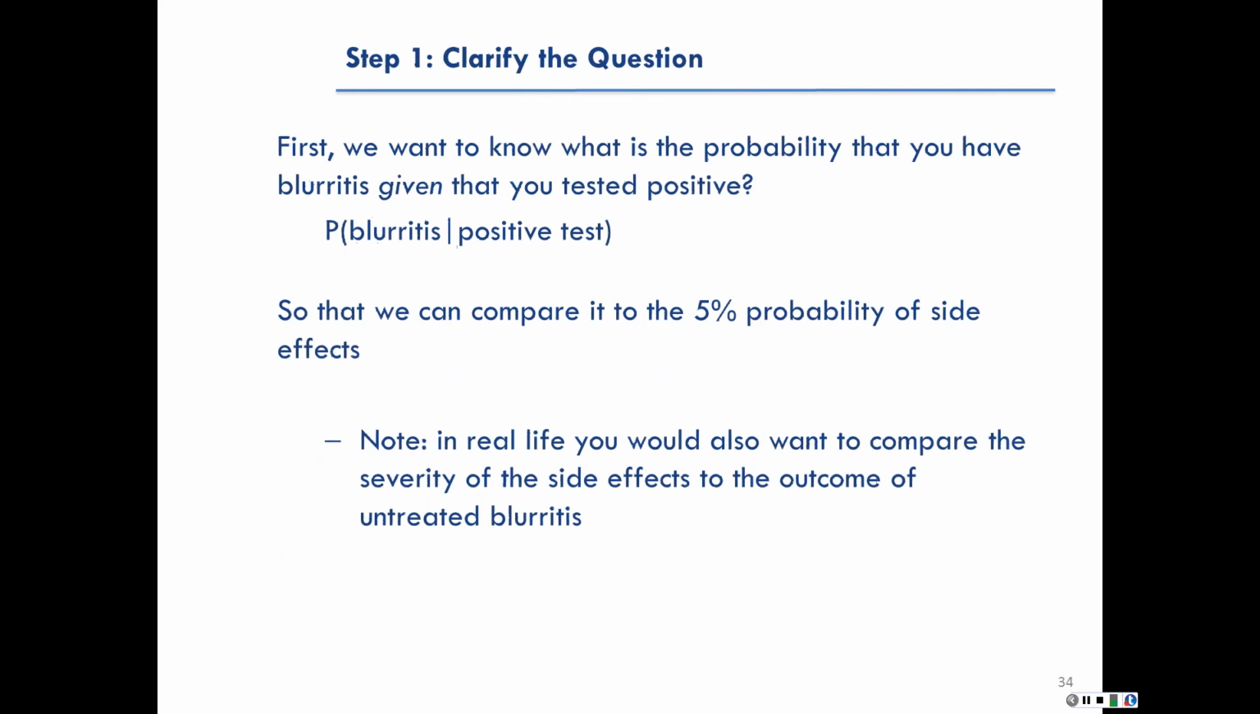So step one, the first step here is let's just clarify the question. The first thing we want to know is, what is the probability that you have bleuritis given that you tested positive? So we put that in probability language there, P(bleuritis | positive test), so that we can then compare this probability to the 5% probability of side effects. Now note, in real life, you also want to know more. You want to know the probabilities, but you also would want to compare the severity of the side effects of the drug to the outcome of untreated bleuritis.